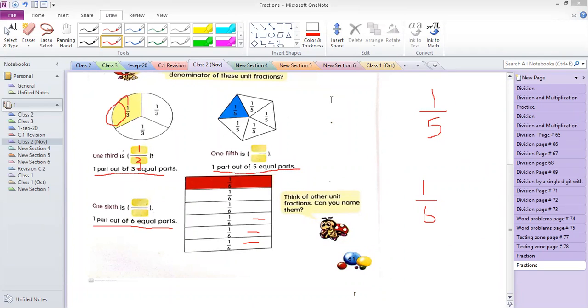Fraction tells you how many parts out of how many parts of a whole, and there are two things in the fraction. One is numerator and one is denominator. Denominator tells you how many total parts are there, and numerator tells you how many parts out of total equal parts you are interested in.